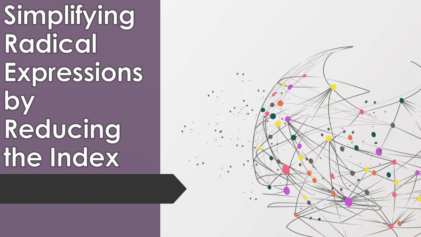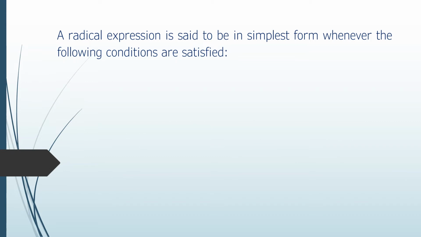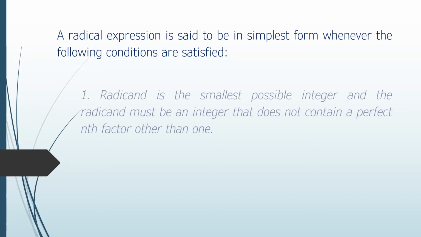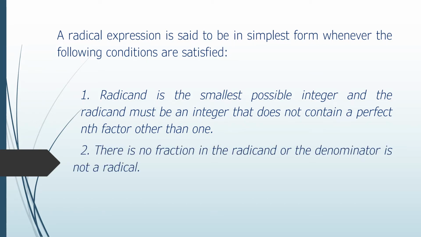Hi! Today, we will learn about simplifying radical expressions by reducing the index. We have learned that a radical expression is said to be in its simplest form whenever the following conditions are satisfied. First, the radicand is the smallest possible integer, and the radicand must be an integer that does not contain a perfect nth factor other than 1.